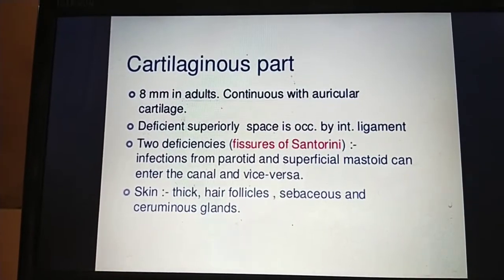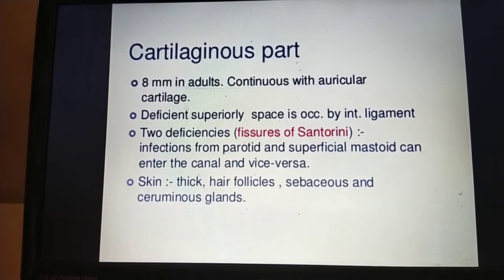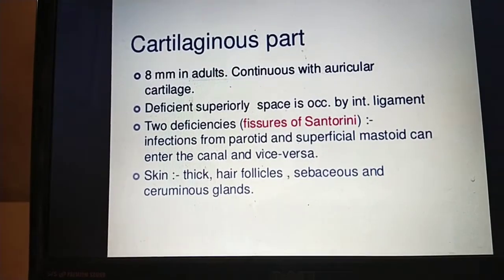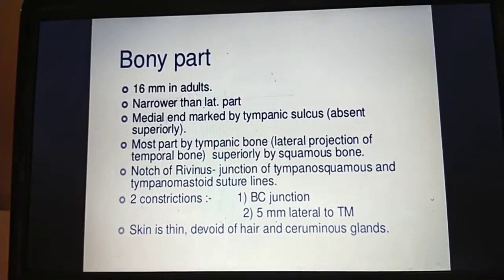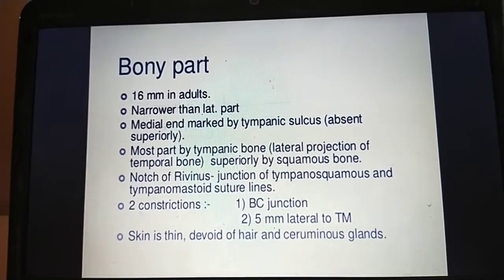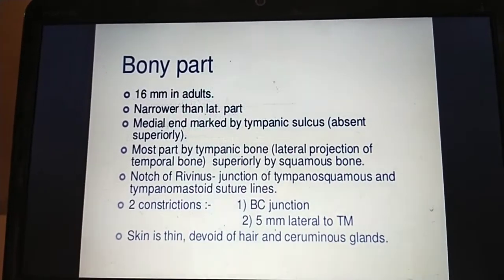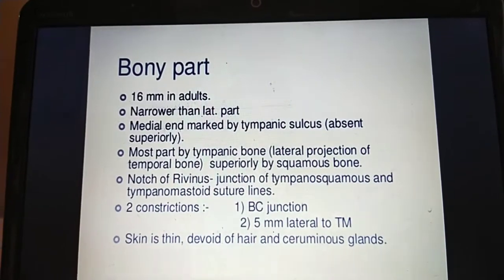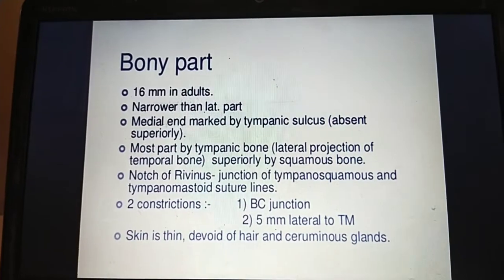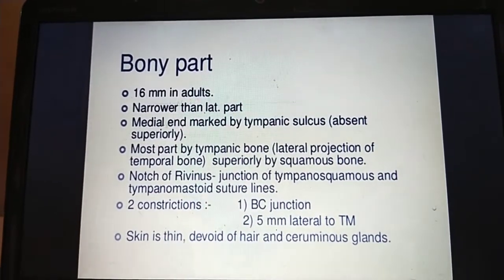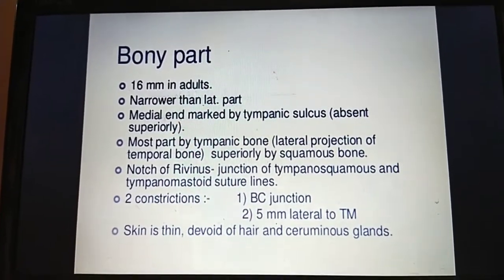The skin of the cartilaginous part is thick, with hair follicles, sebaceous and ceruminous glands present. Bony part: it is 16 mm in adult, narrower than the lateral part, and its medial end is marked by the tympanic sulcus. Most of the tympanic bone is covered superiorly by the squamous bone. The notch of Rivinus is the junction of the tympano-squamous and tympano-mastoid suture lines.